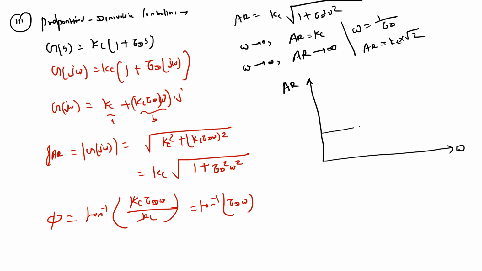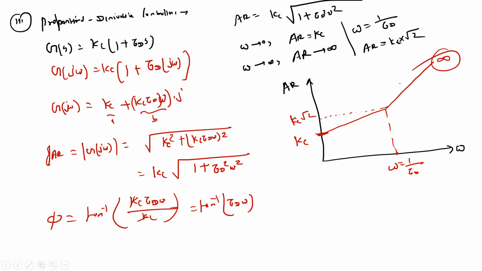So again, this will go like that, something like that. It will start from this Kc, and at this particular point it is equal to Kc root 2, where omega is equal to 1 upon tau d. And at omega tending to infinity, it will go to an infinite value. Is it clear?